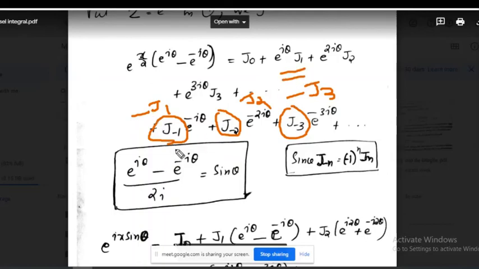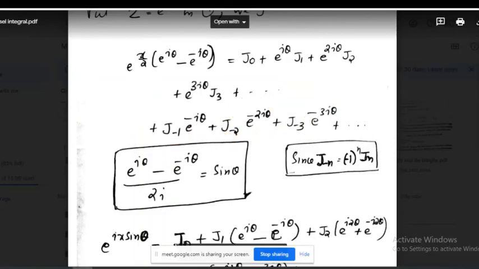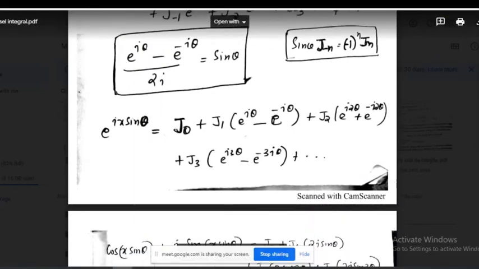So you can combine this: J1 here, J1 here, you can combine. J2 here, J2 here, you can combine. So you will be getting exponential i x sin theta equal to J0 plus J1 (exponential i theta minus exponential minus i theta) plus J2 (exponential i 2 theta plus exponential minus i 2 theta), then J3 and so on. Okay, I think this is clear to you why we are getting this.